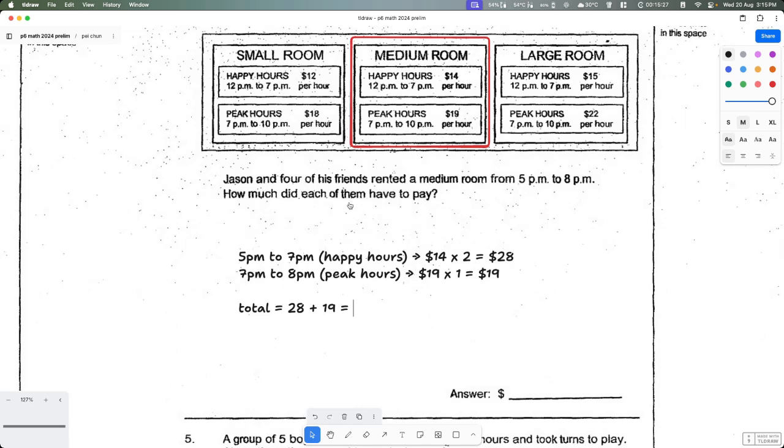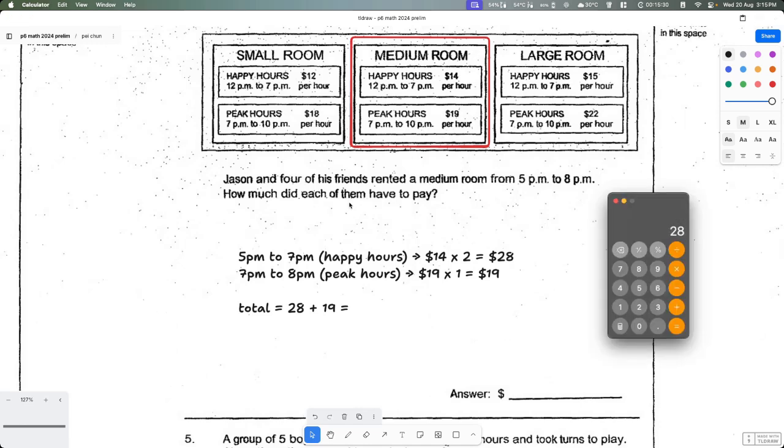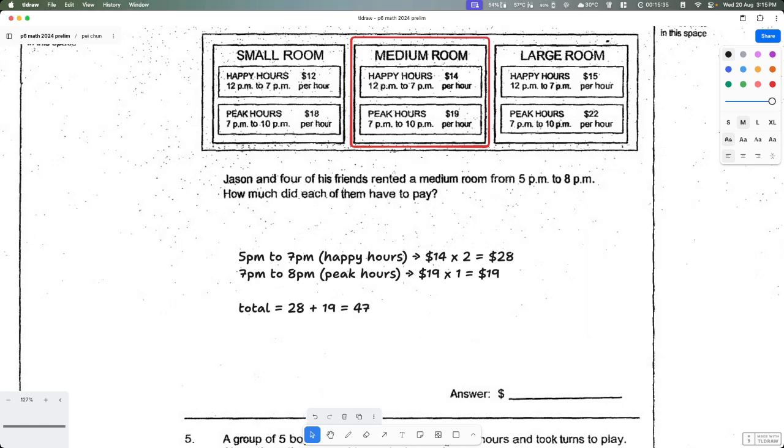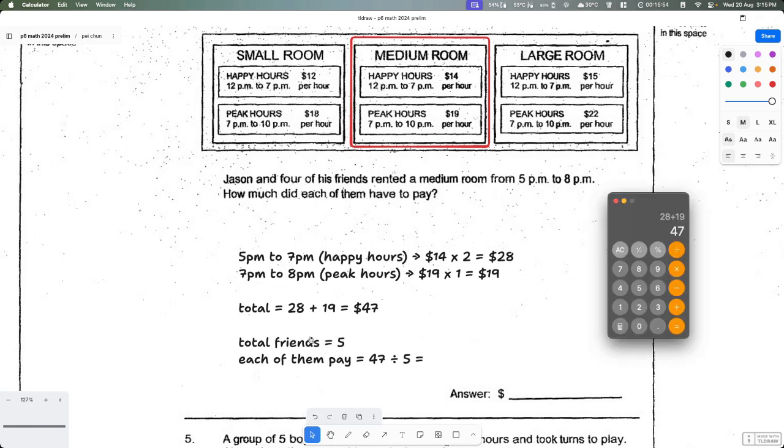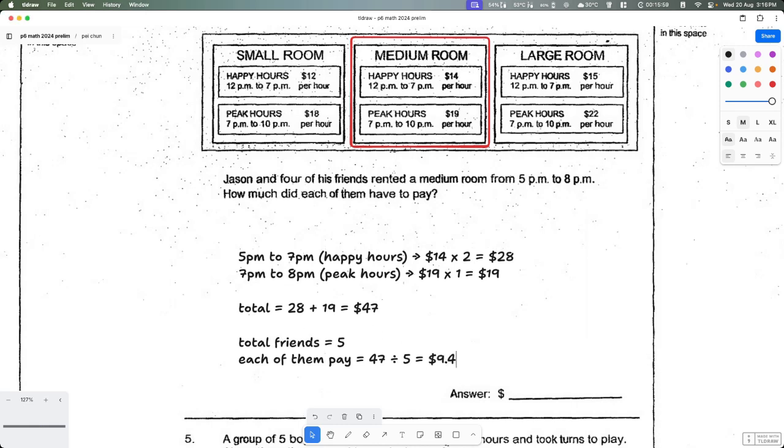Let me just double check with my calculator. So 28 plus 19 is equal to 47. Okay, so $47. So each of them has to pay, basically Jason and 4 friends. So total friends is equal to 5. Okay, so that means 47 divided by 5, and this will give us $9.40. Okay, there you go. So that's your answer, 940.